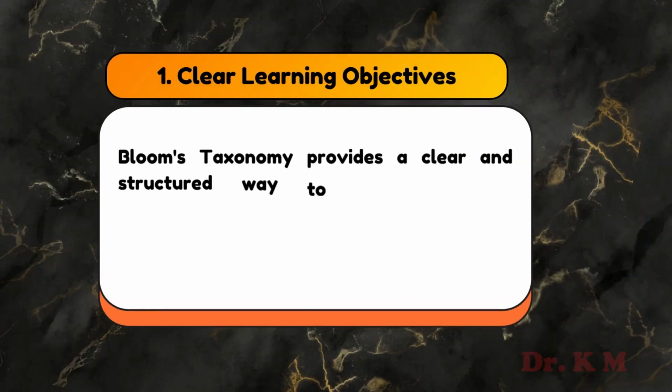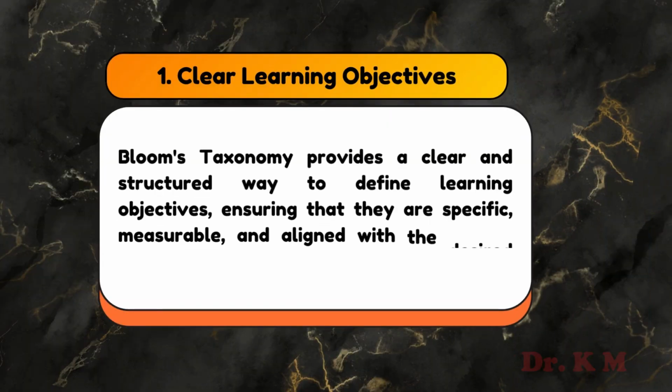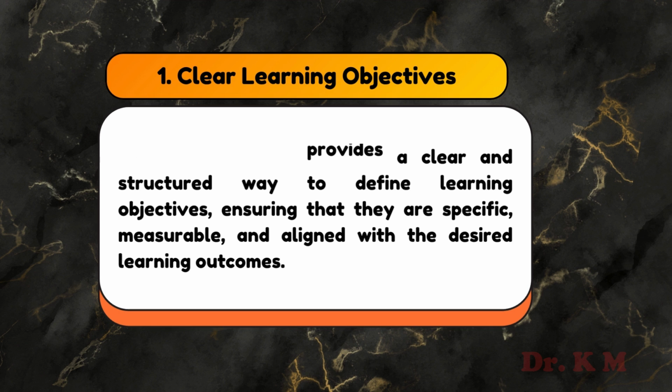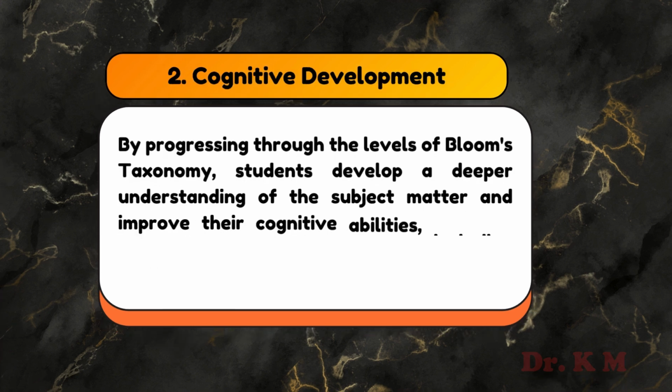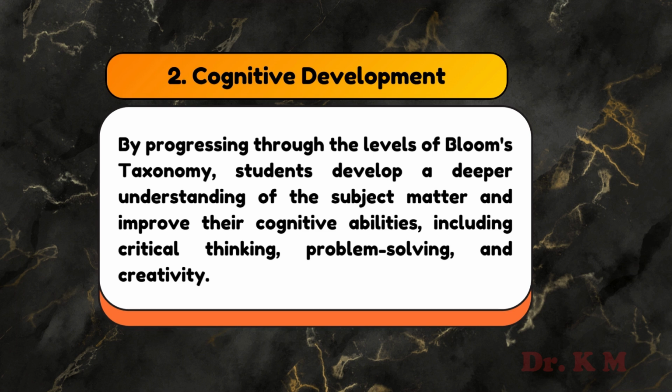1. Clear learning objectives. Bloom's taxonomy provides a clear and structured way to define learning objectives, ensuring that they are specific, measurable, and aligned with the desired learning outcomes. 2. Cognitive development. By progressing through the levels of Bloom's taxonomy, students develop a deeper understanding of the subject matter and improve their cognitive abilities, including critical thinking, problem-solving, and creativity.